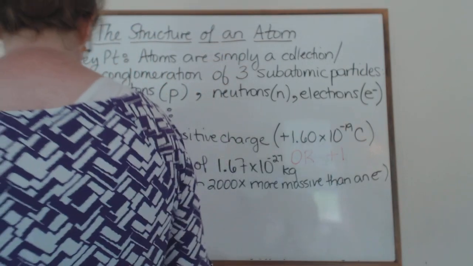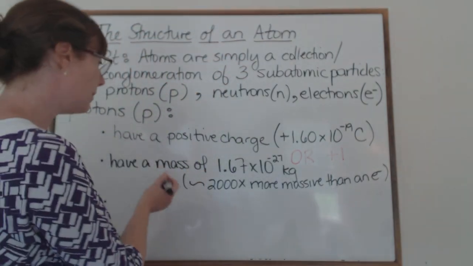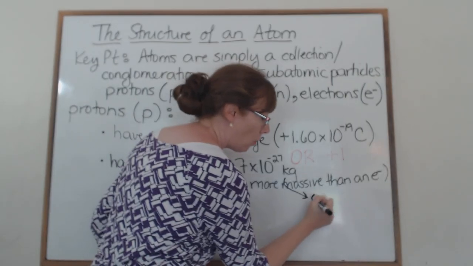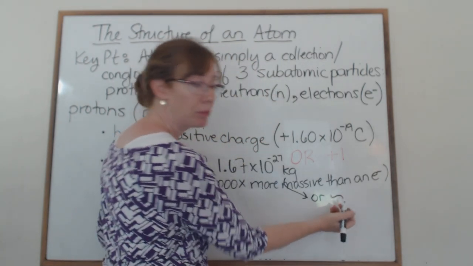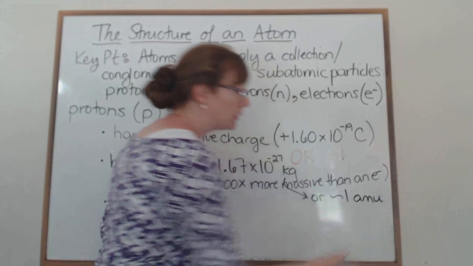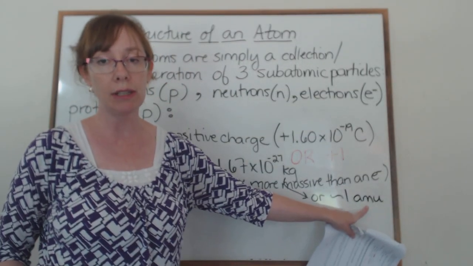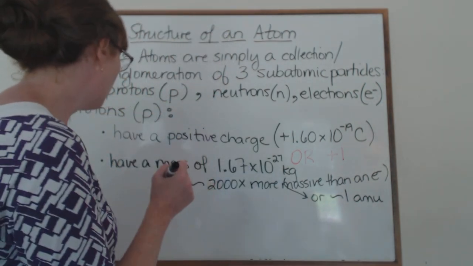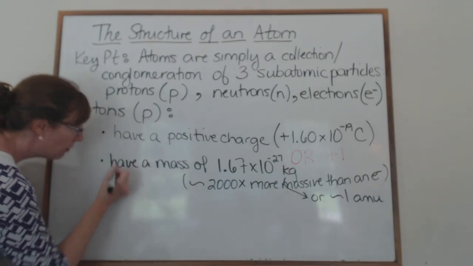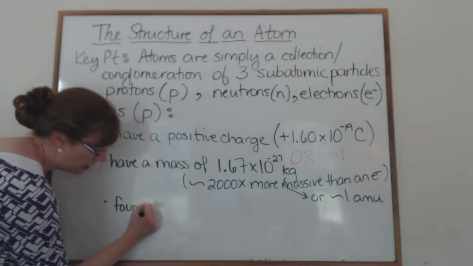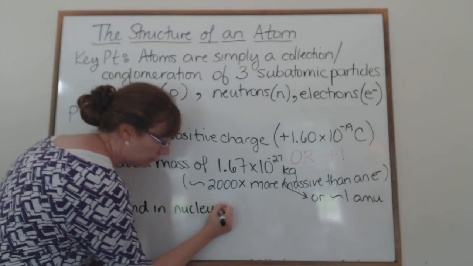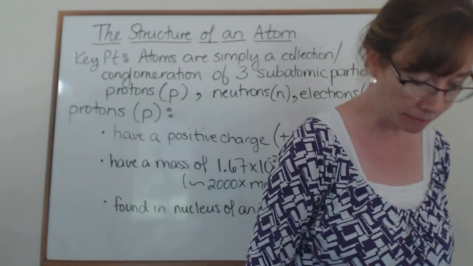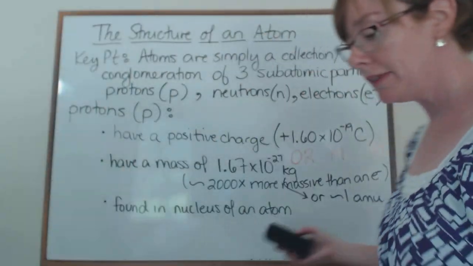Third bullet point about protons. Protons are, oh, you know what, real quick, let me give you this. They have a mass of this many kilograms, or, let me give you one more thing, or about one atomic mass unit. We will talk about that later, but jot it down in your notes now. A proton is about one atomic mass unit. And then moving on to where the protons live. Protons are found in the nucleus of an atom. Okay, so that's enough to say about protons.